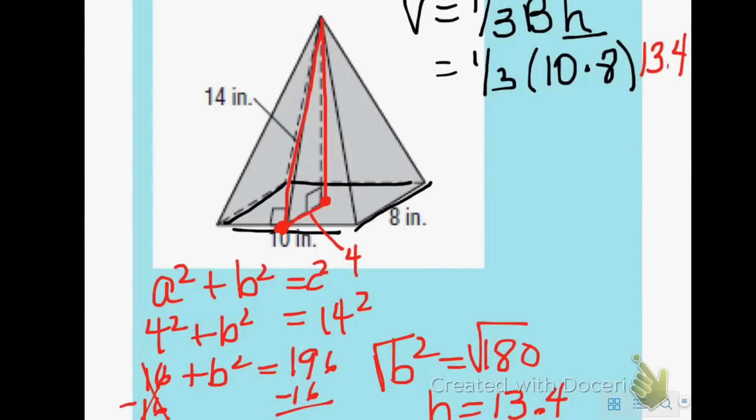And then I put the numbers in. So I say 1/3 times 10 times 8 times 13.4. And that gives me a total volume of 357.3 repeating. And again, if I wanted to use my dimensions, I would say inches to the third power because volume is always cubed. So that's how you do slant, height, and composite functions.